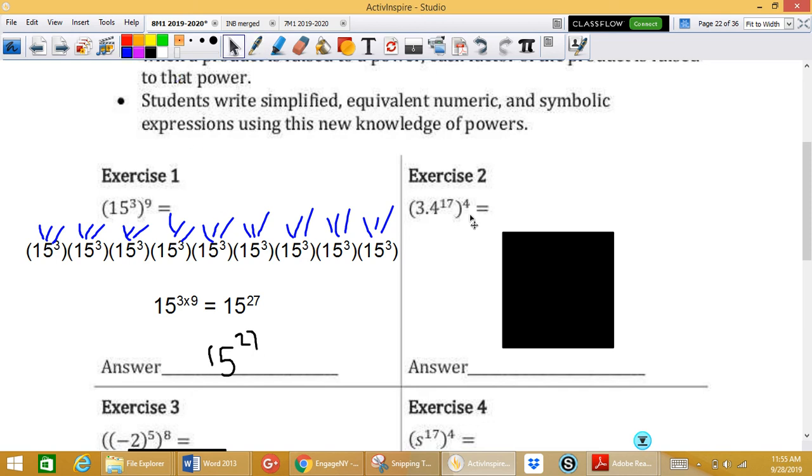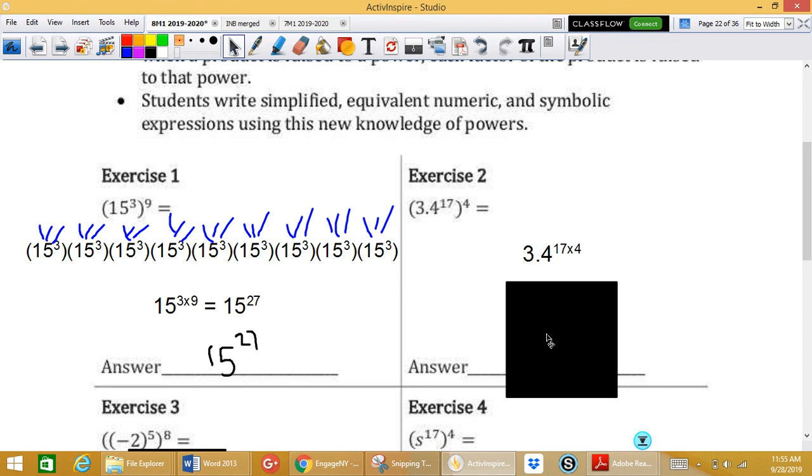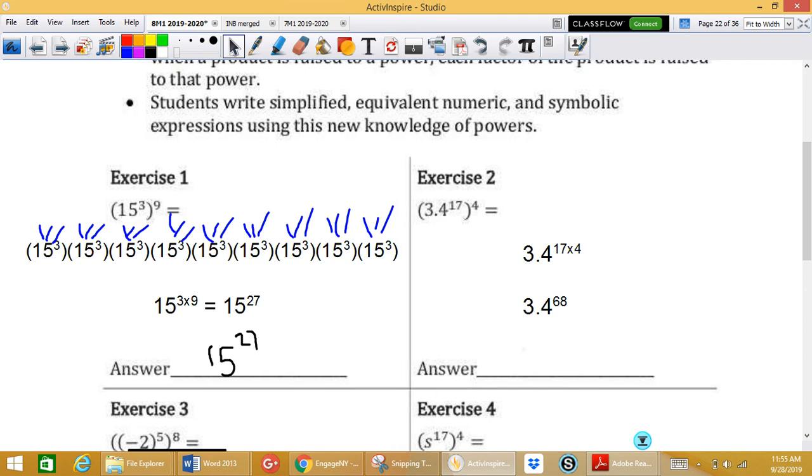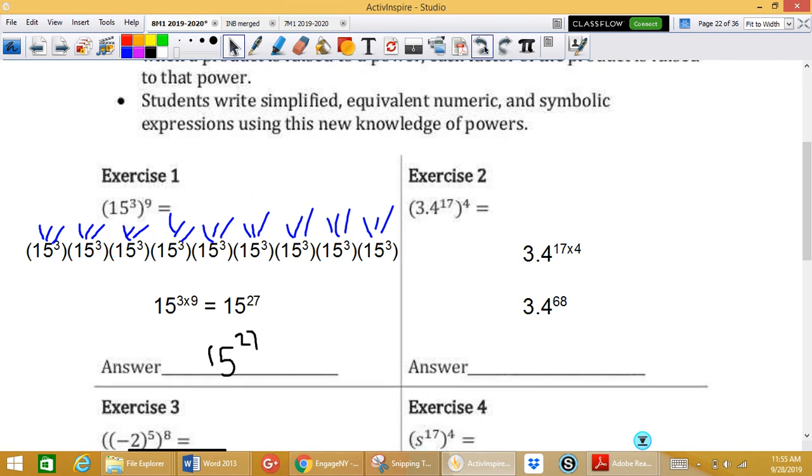What if I have 3.4 to the 17th to the 4? That means I'm going to have 3.4 to the 17th written out 4 times. And each of those is going to have 17 of the 3.4s. Way too much for me to draw out. So 3.4 to the 17 times 4 is going to give me 3.4 to the 68th power. So it's 3.4 to the 68th.